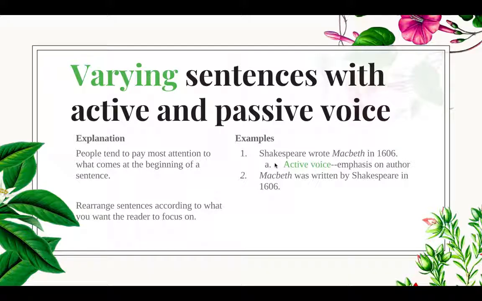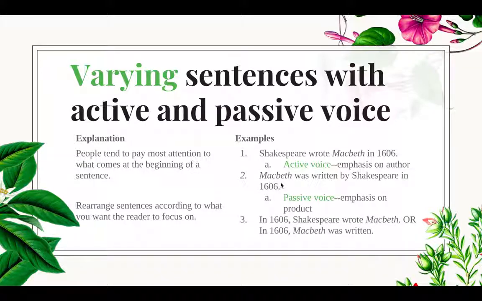If we take that sentence and switch it around a little bit, another variation could be Macbeth was written by Shakespeare in 1606. We should be able to recognize by now that that is passive voice because we have the word was added into our main verb. Here we have an emphasis on the product. So if the most important part of your sentence is Macbeth rather than Shakespeare, this would be an acceptable way to switch it up. And then sometimes you want other information to come first.